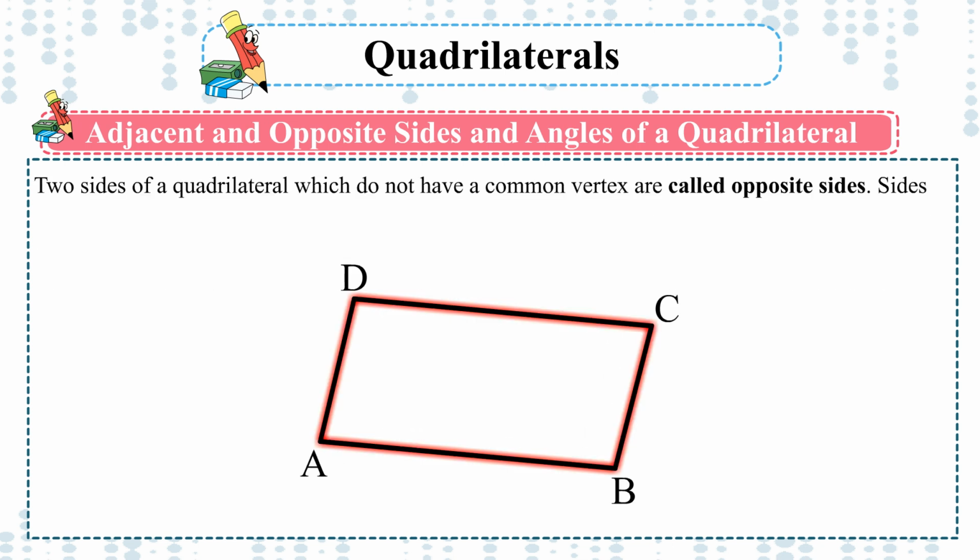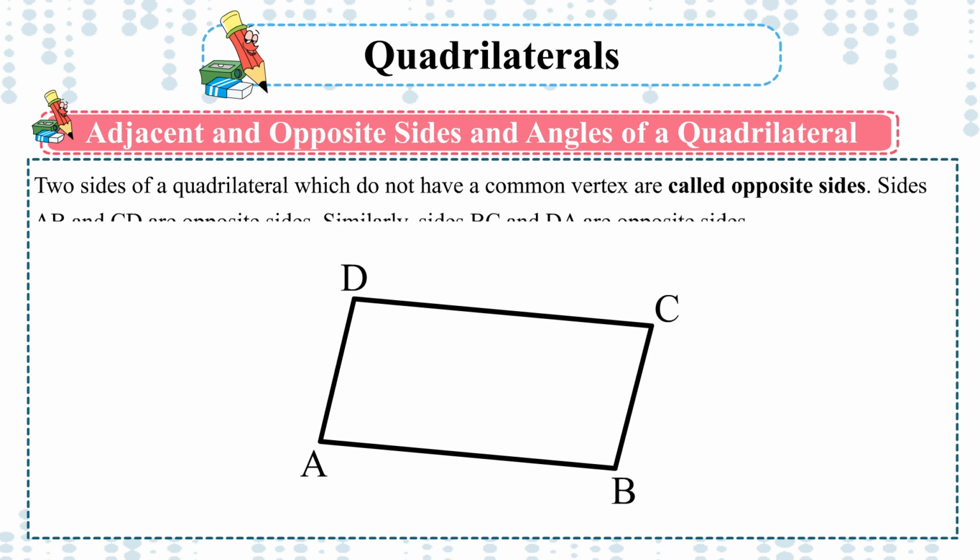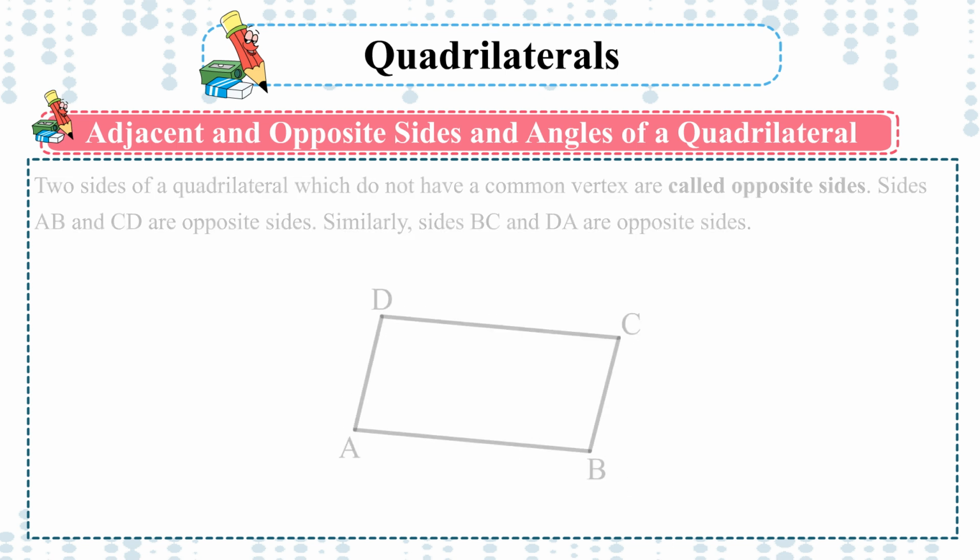Two sides of a quadrilateral which do not have a common vertex are called opposite sides. Sides AB and CD are opposite sides. Similarly, sides BC and DA are opposite sides.